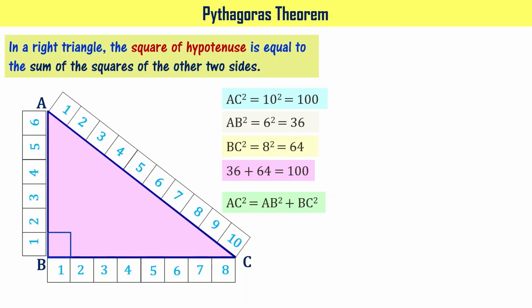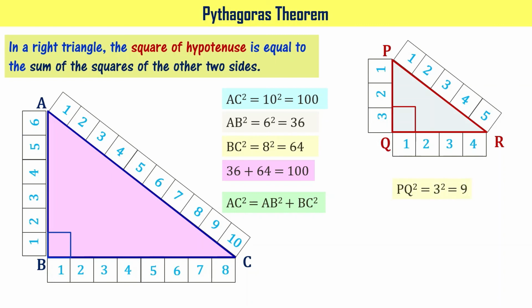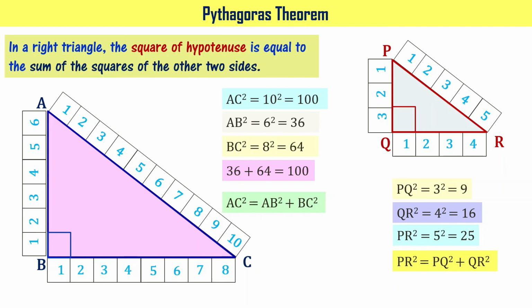Let's verify this with another triangle. Let me consider triangle PQR as shown in the figure. Angle Q is 90 degrees. It means PR is the hypotenuse. If I take measures, QR is 4 units, PQ is 3 units, and PR is 5 units, right? PQ square is equal to 9, QR square equal to 16, and PR square equal to 25. As you see here, PR square now can be written as PQ square plus QR square, right?